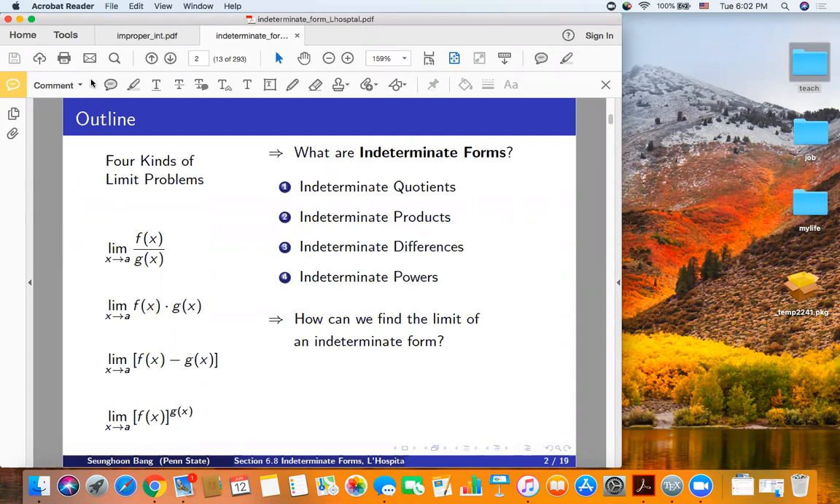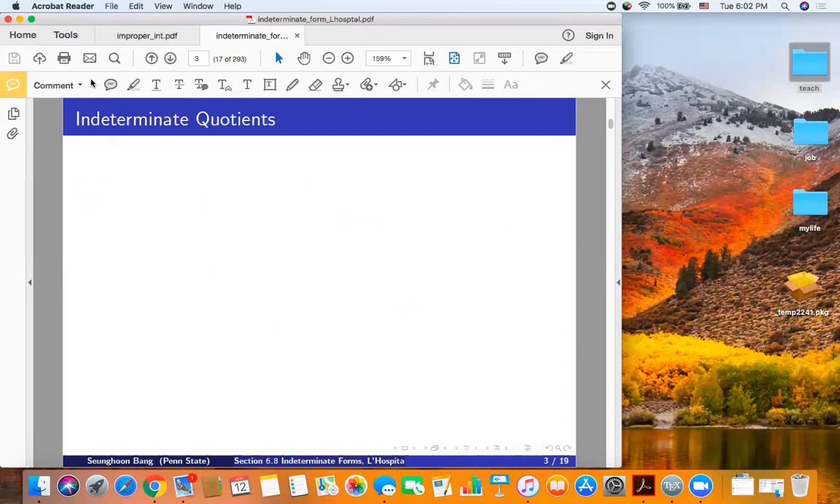So how can we find the limit of an indeterminate form? Usually we can use 3 methods in this section. First one, algebraic method. Second one, L'Hopital's rule. Third one, relative rate of growth. Okay, next we think about indeterminate quotients.